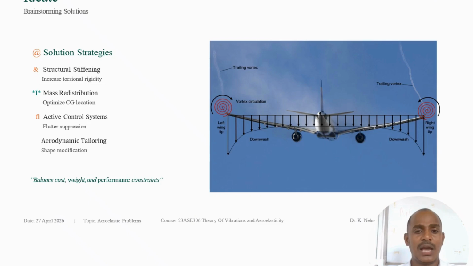Now coming to the ideation stage, we brainstorm possible engineering solutions. Common aeroelastic solutions include increasing structural stiffness, redistributing mass and center of gravity, installing active flutter control systems, and also modifying wing shapes and aerodynamics. Every solution must balance cost, weight, performance, and aircraft safety. This stage transforms problems into innovation opportunities.